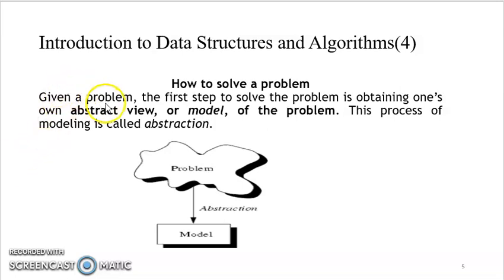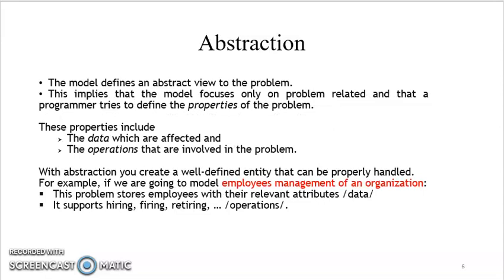Given a problem, the first step to solve it is obtaining one's own abstract view, or we call it the model of the problem. We have to model that problem first. This process of modeling is named abstraction. Assume we have this problem, then our first step must be to model the problem in the best manner. When we are doing this, we call it abstraction.